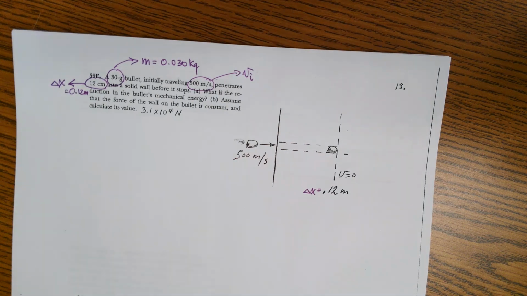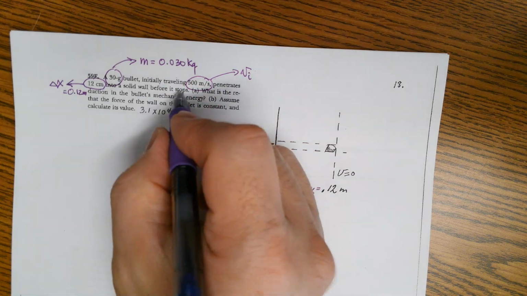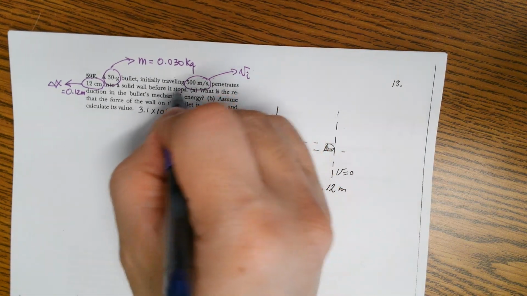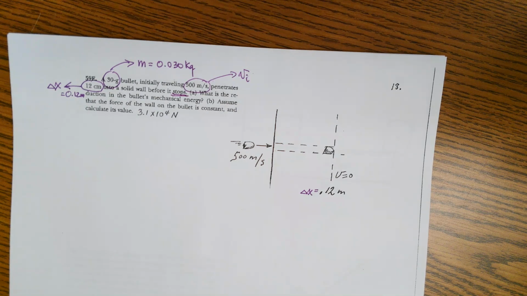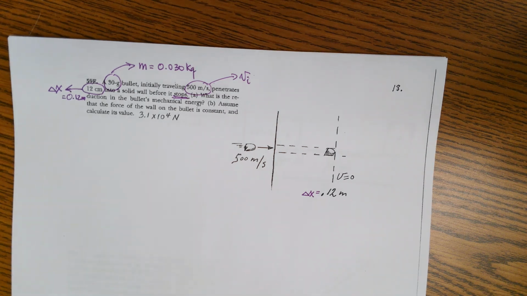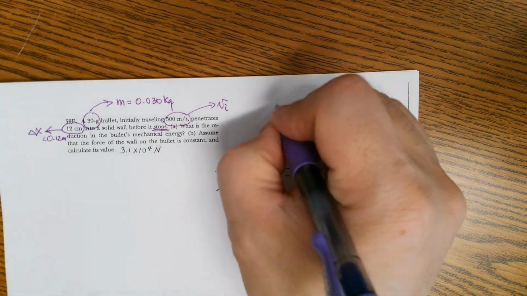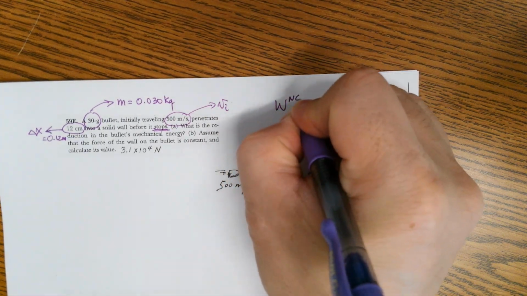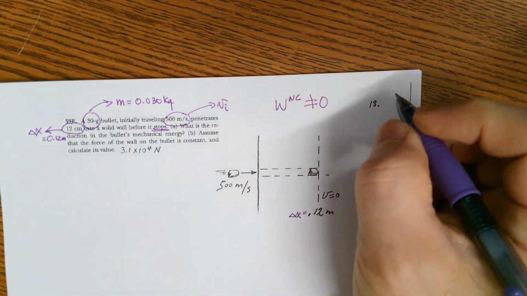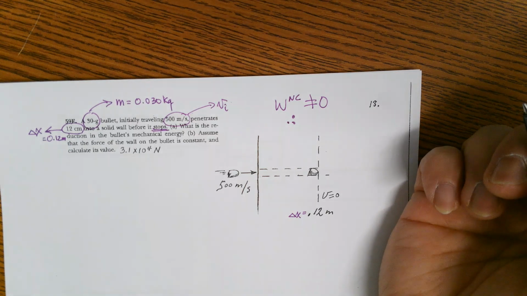So before it stops, my final velocity is 0. A, what is the reduction in the bullet's mechanical energy? Well, how much reduction do we have? It looks like there's definitely work done by friction. So work done by a non-conservative force does not equal 0. Therefore, we cannot use total energy initial is equal to total energy final.